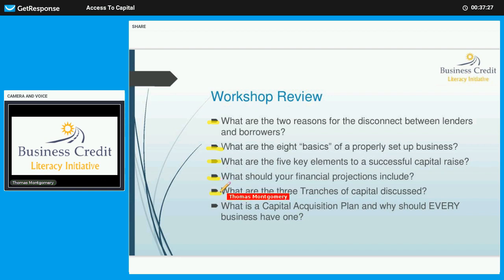In terms of the three tranches of capital, do you remember those three? Tranche 1 was seed capital. Tranche 2 is business credit. Tranche 3 is cash loans and lines of credit. So if you don't remember those, you can always go back and refer. And then ultimately, we believe that every business could benefit from a capital acquisition plan. There's no cost. It's grant funded. We'll put together the plan. You can decide to implement it or not, but at least have that roadmap.